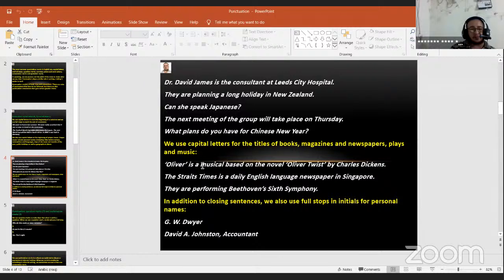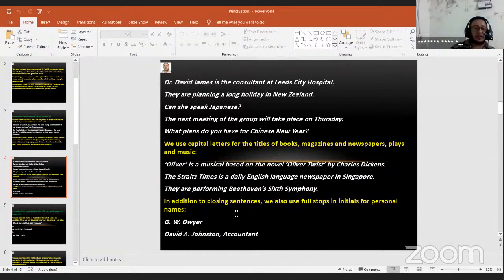Let's come to the other points. We use capital letters for the titles of books, magazines, newspapers, plays, and music. Oliver is a musical based on the novel Oliver Twist by Charles Dickens. The Straits Times is a daily English language newspaper in Singapore. They are performing Beethoven's Sixth Symphony.